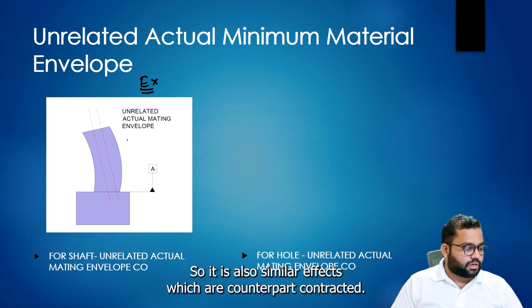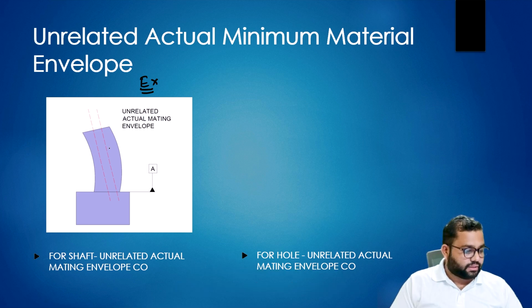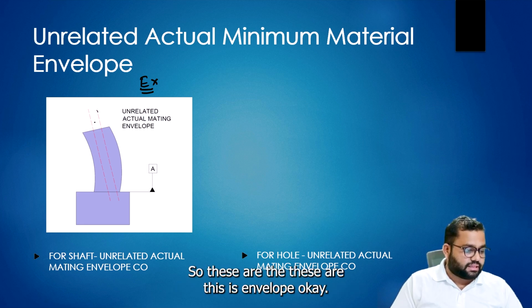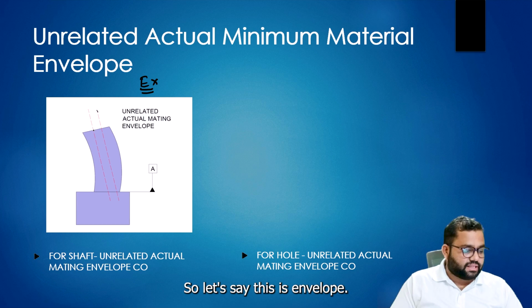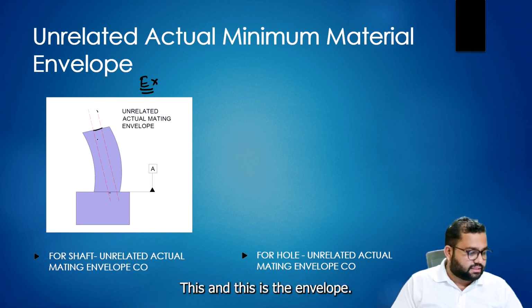So it is also a similar perfect feature counterpart contracted. So let's say this is the envelope. This is closed from here. Okay, this is an envelope.